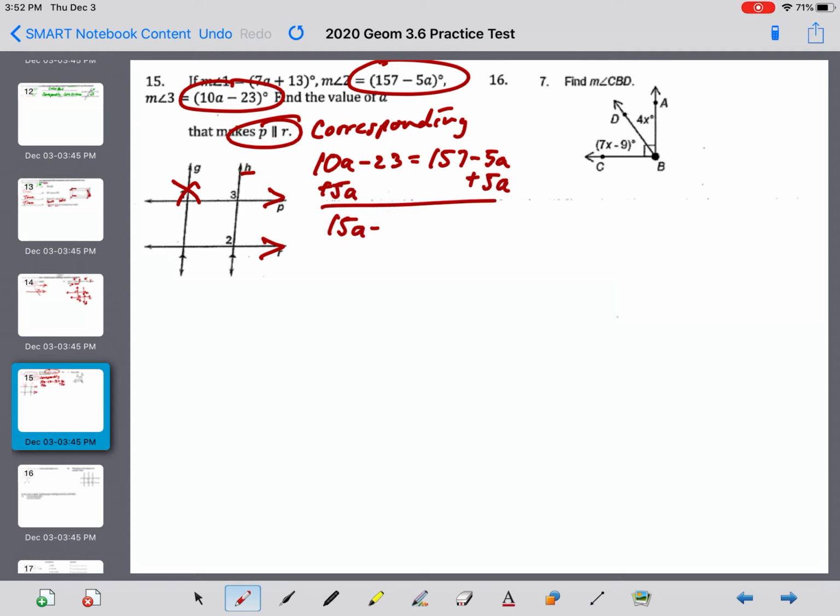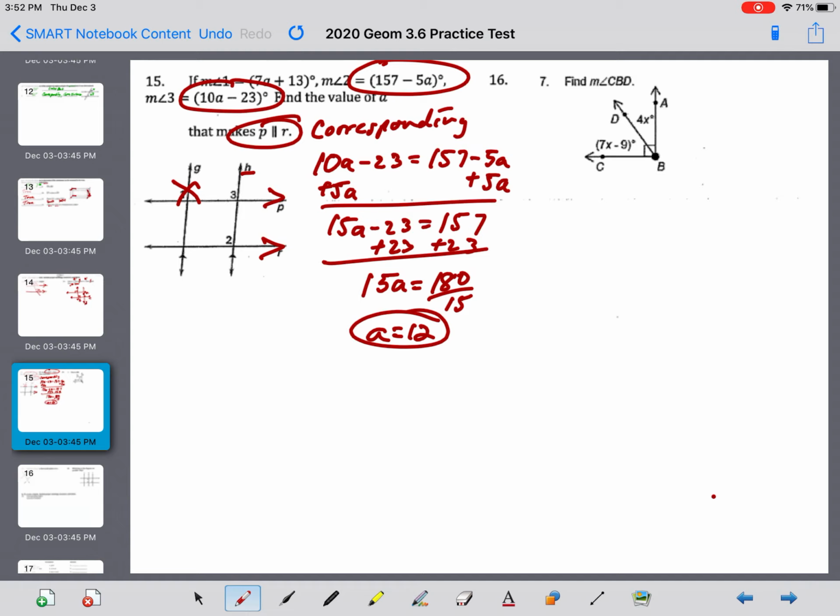So I'm going to add 5A to move it across. We're going to have 15A minus 23 equals 157. Add 23 to both sides. You're going to get 15A equals 180, divided by 15, and you get, I don't have the answer key in front of me, I actually went and grabbed a calculator. 180 divided by 15 is equal to 12. A is equal to 12. So then you're done. A being 12 would make those angles both 97 degrees. And that would be okay. Then if those angles are equal, those lines are parallel.